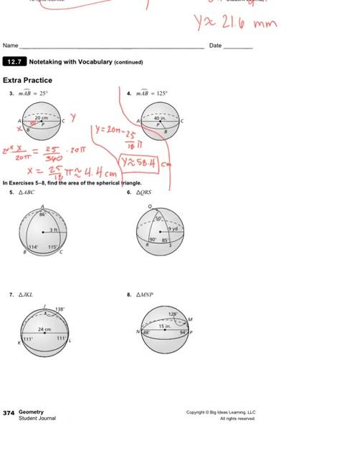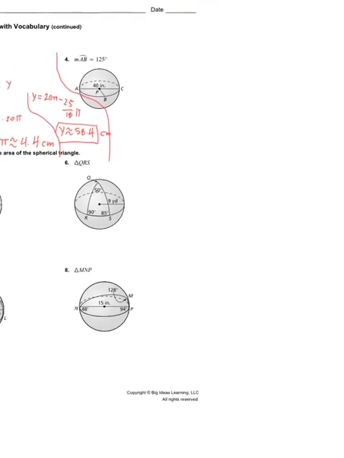Okay, moving on to question 4. So I'm going to do the same thing. I'm going to call AB x, I'm going to call ACB y. So I'm going to do x over my total circumference, which is 40 pi, and that equals my central angle, which is 125 over 360. I'm going to multiply both sides by 40 pi.